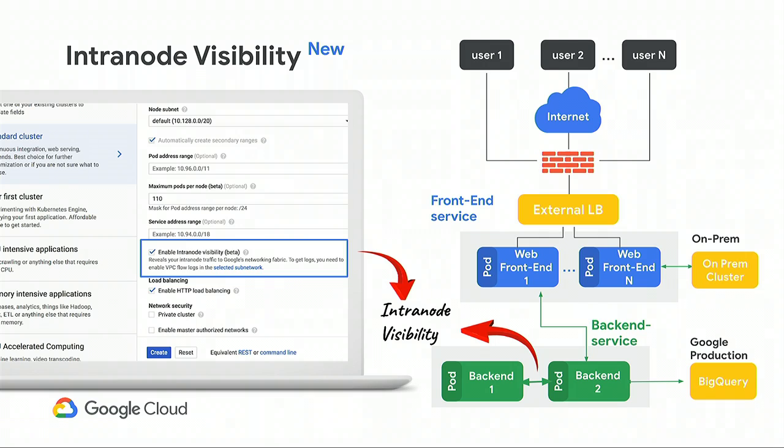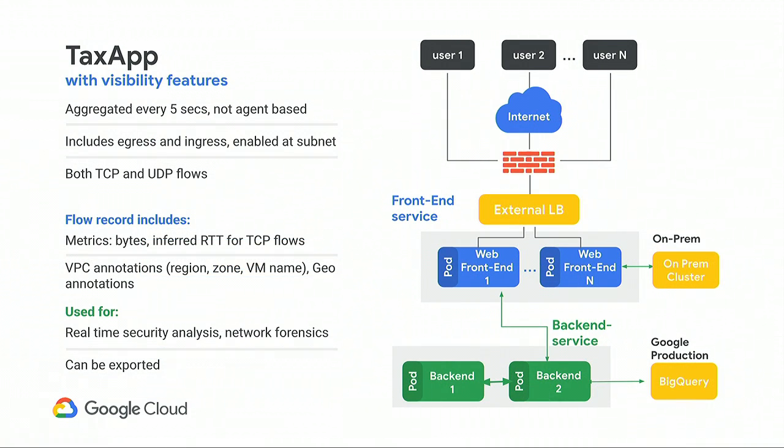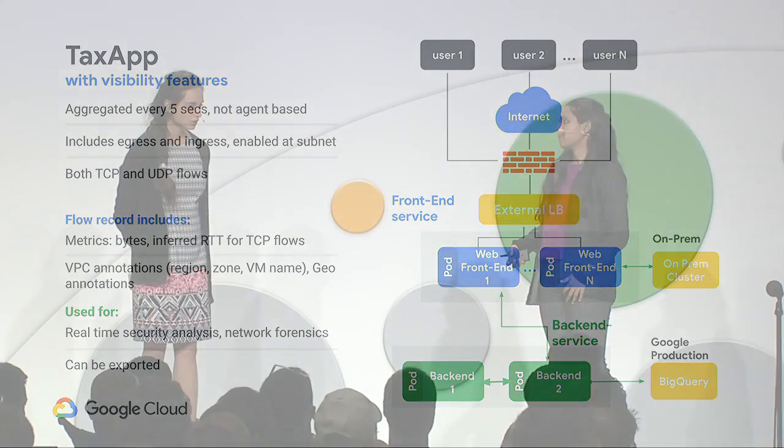But will it cover all the surface areas? Every flow is sampled, whether it's TCP or UDP, whether it's between two pods or between a pod and a host on the internet, in your on-prem data center, or a Google service. And if two pods are communicating and they are both on subnets that have this feature enabled, you will see bidirectional traffic between them.